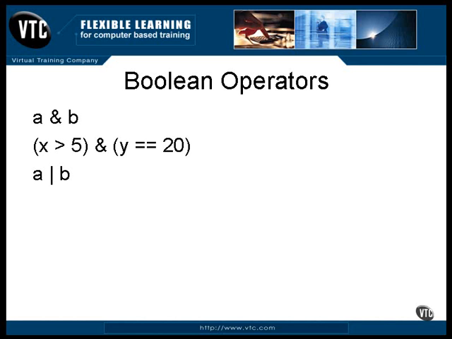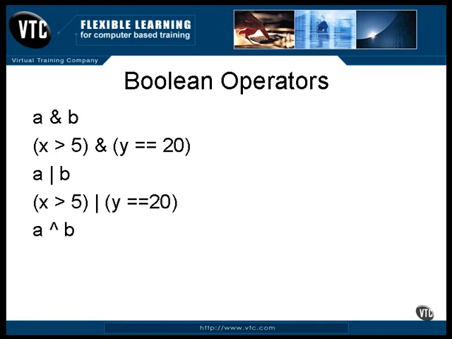You can use the logical OR operator, and it will be true if either of the two Boolean expressions are true. This expression results in true if either x is greater than 5 or y is equal to 20. Both expressions have to be false for the entire expression to be false.